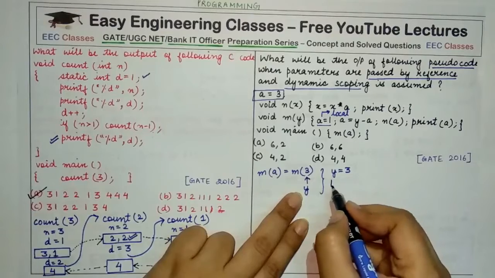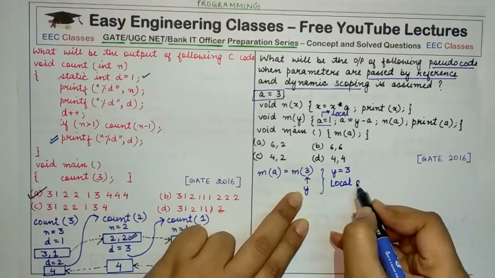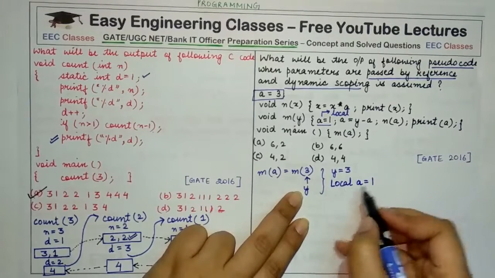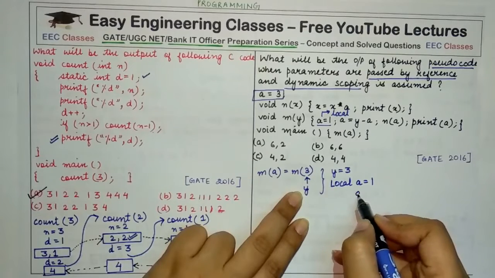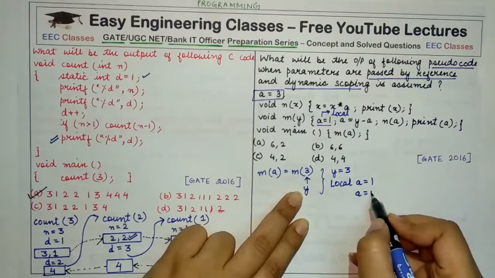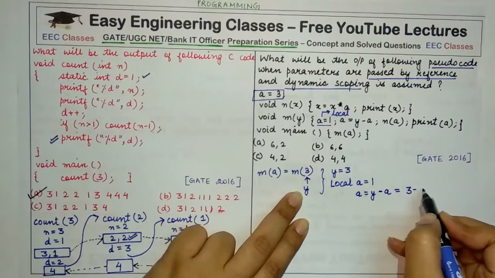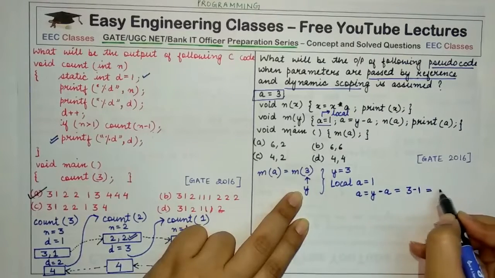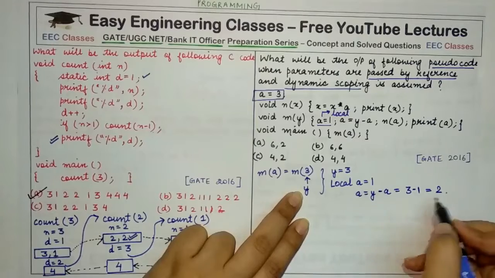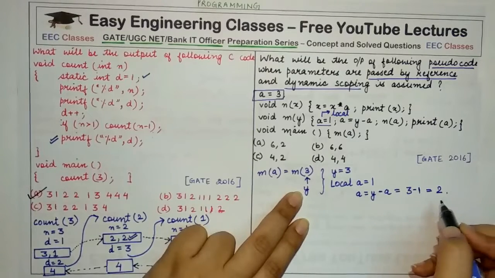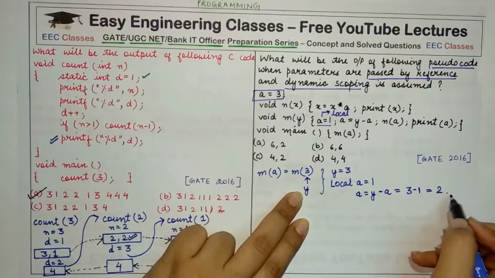This was the value originally a. Now the local a is equal to 1, and the value of local a is changed to y minus a, which is equal to 3 minus 1. Again I am using the local value of a, which is 1, and the new value of a becomes 2.